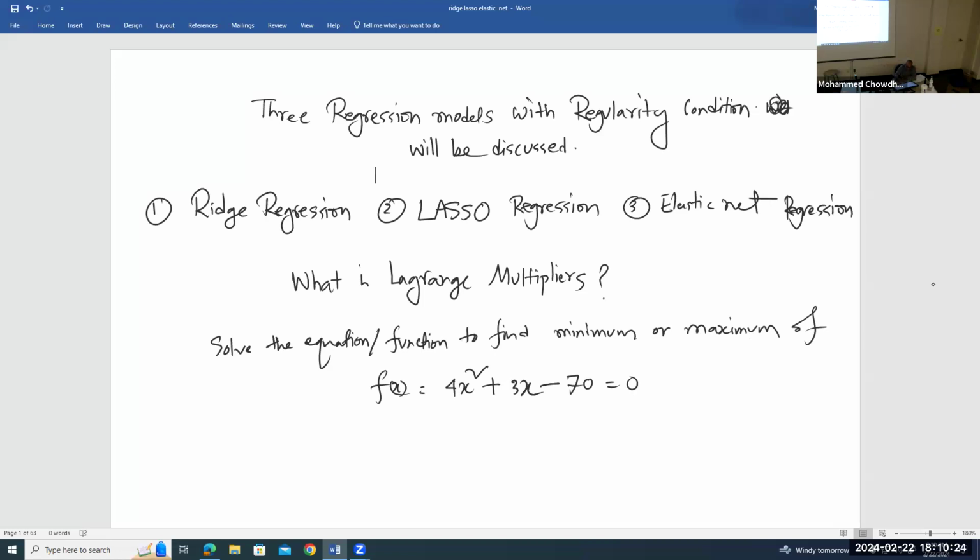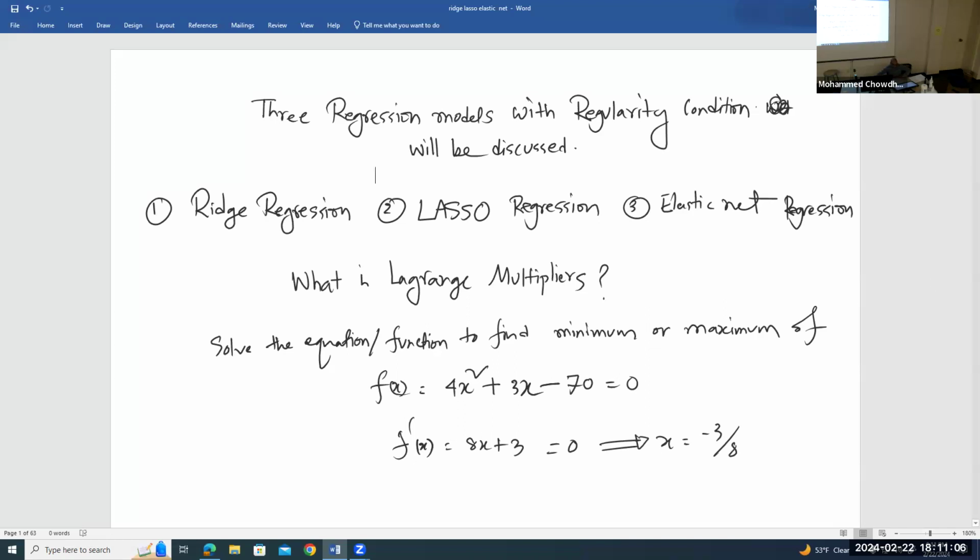So what you will do, you will differentiate this, which is equal to 8x plus 3 equal to 0. Then you find the value x equal to negative 3 over 8. This is first order derivative equal to 0. If second order derivative is negative, then you get a maximum. If second order derivative is positive, you get the minimum. This is the way.